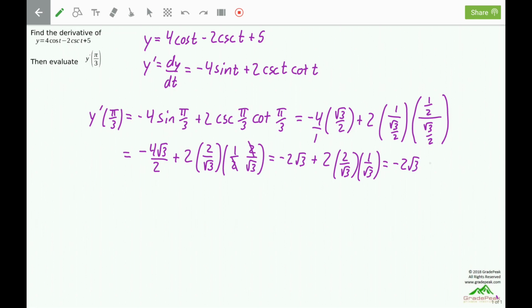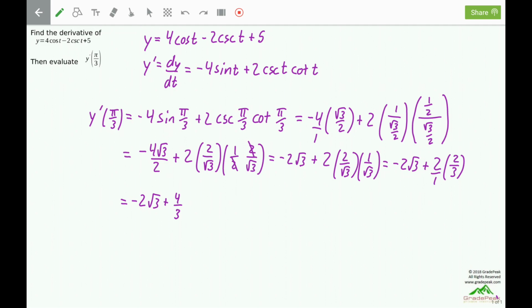I'll leave that term alone for now, plus 2 times, multiplying the numerators, 2 times 1 is a 2. Multiplying the denominators, root 3 times root 3 is a 3. And we can call this 2 over 1 so that we can add those together. And that will give us a negative 2 root 3 plus 2 times 2 is 4, over 1 times 3 is 3, 4 over 3.